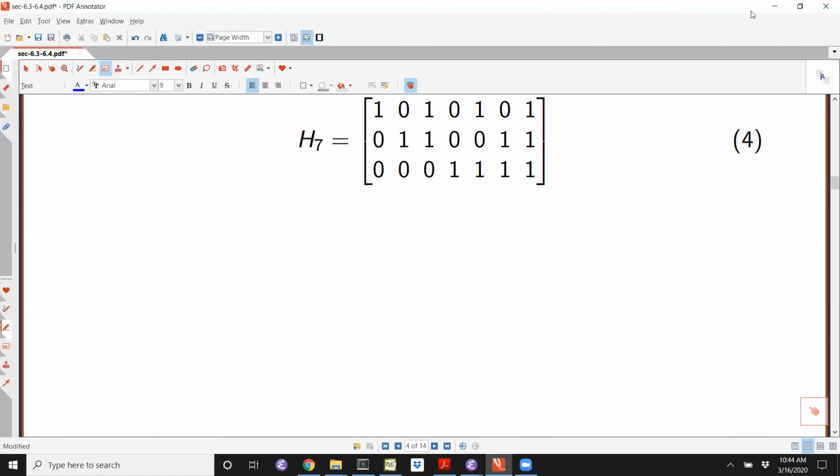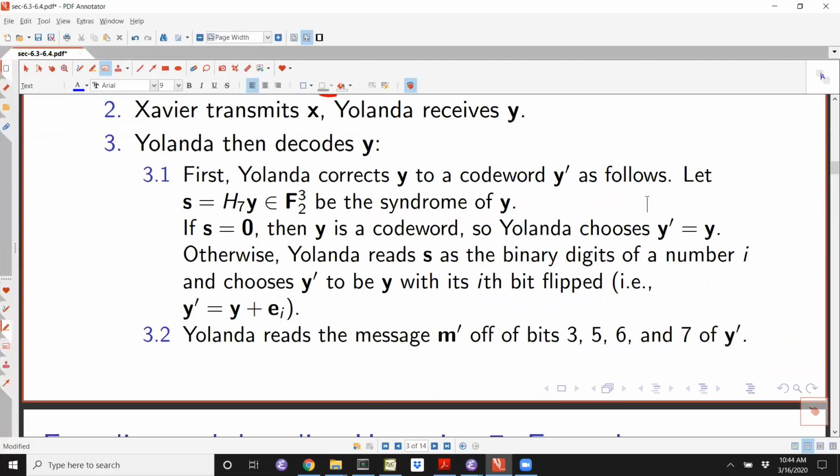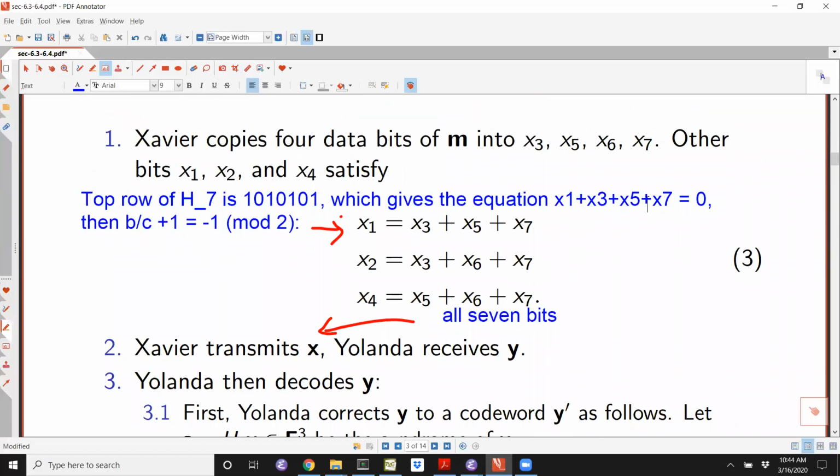Ryusei asked, "Is the top row the binary sum of those x's?" Yes, everything is in mod 2. Ryusei asked if we are looking at binary sums, and the answer is yes. It's because everything is in the vector space F2 to the 7, and so all calculations are done mod 2. Ryusei, did that answer your question?